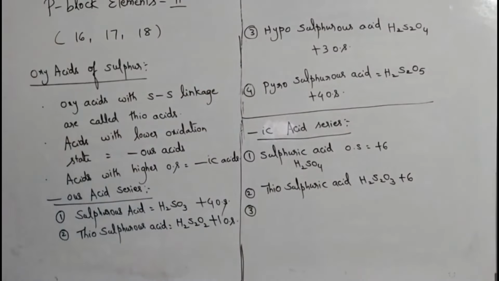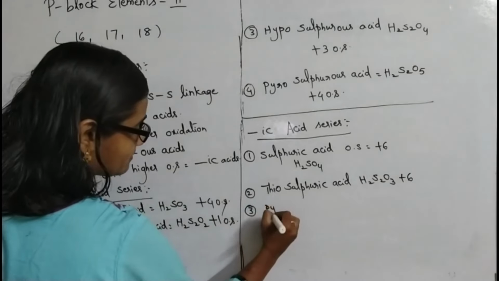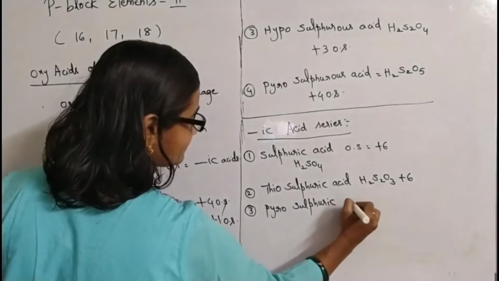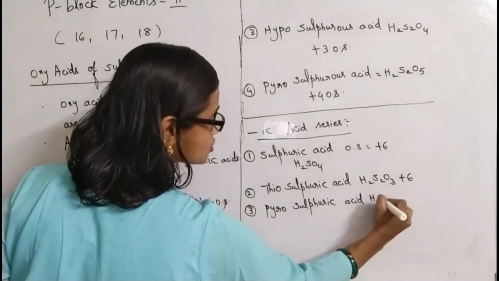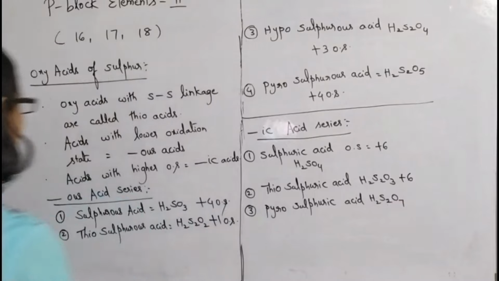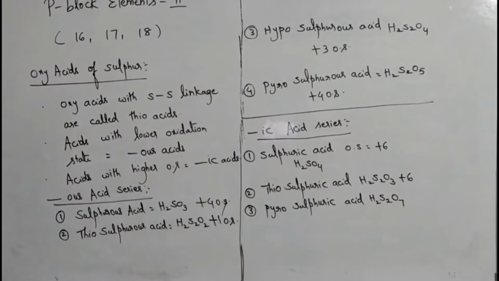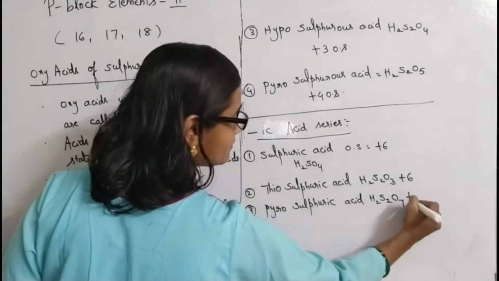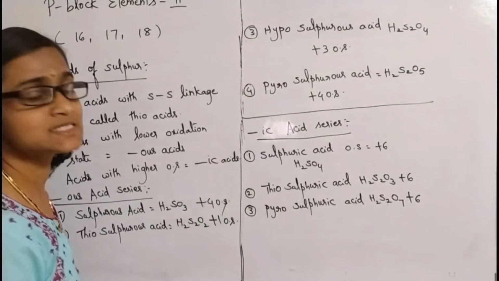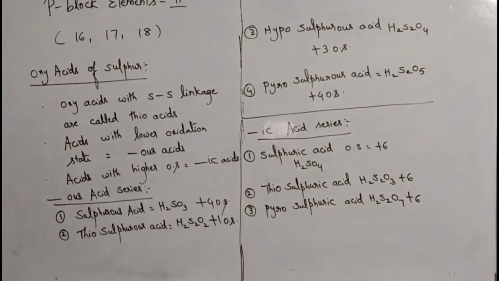Next, third one in the ic acid series, pyrosulfuric acid, H2S2O7. Here also, like the other compounds, sulfur has +6 oxidation state.